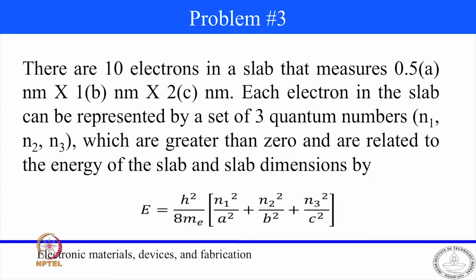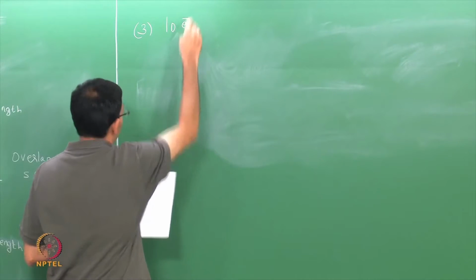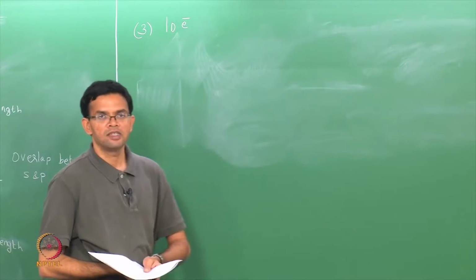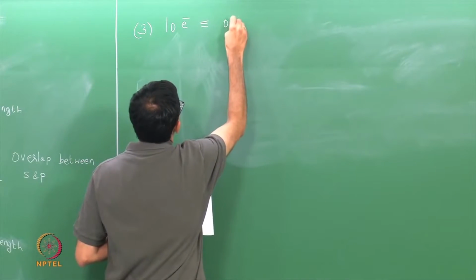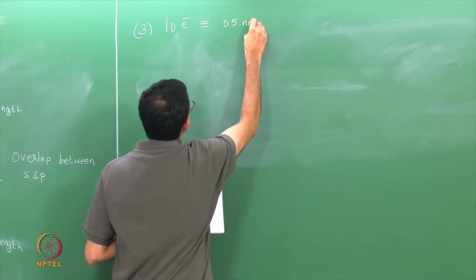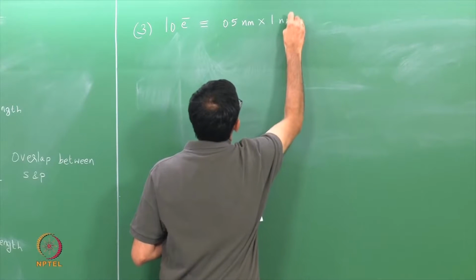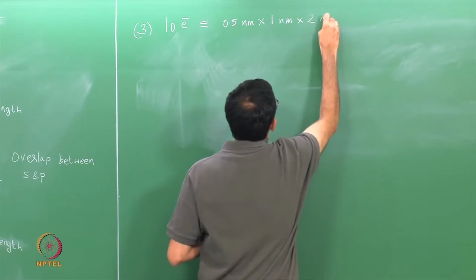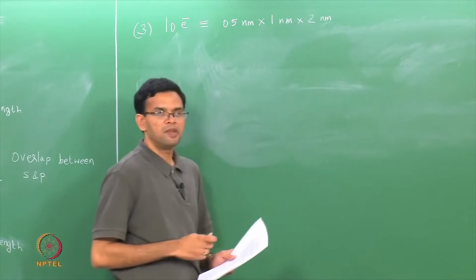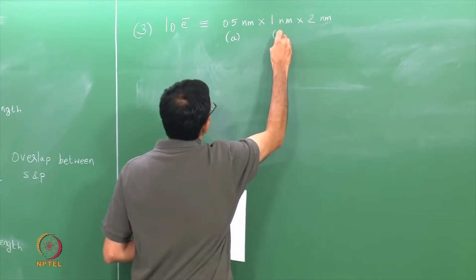So, question 3, there are 10 electrons in a slab. So, we have 10 electrons and the dimensions of the slab are given. So, we have length of 0.5 nanometers and then width is 1 nanometer and height is 2 nanometers. So, for simplicity let us just call these A, B and C.